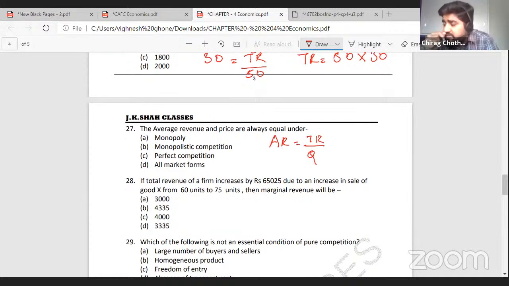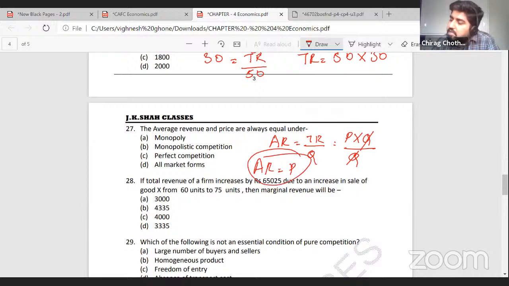Now, is this any market specific or is this applicable on all the types of market? For different markets, do we have different formula for average revenue? No. So what is TR? It is nothing but price into quantity upon quantity. Q and Q cancel. So average revenue is equal to price, but this is not related to any one particular market. This is applicable in all the different market forms. So what's the correct answer here? This will be applicable in all market forms. Simple, correct?